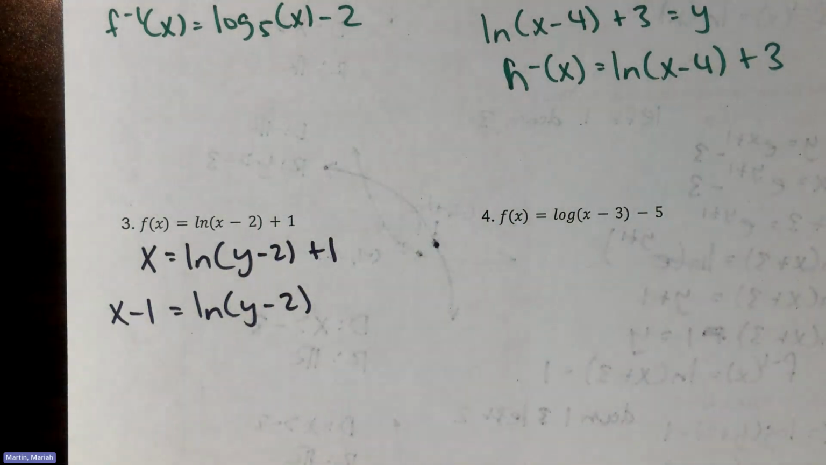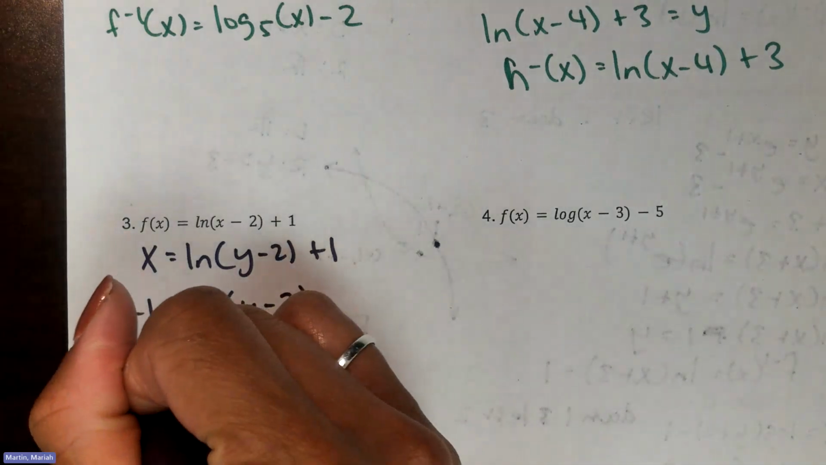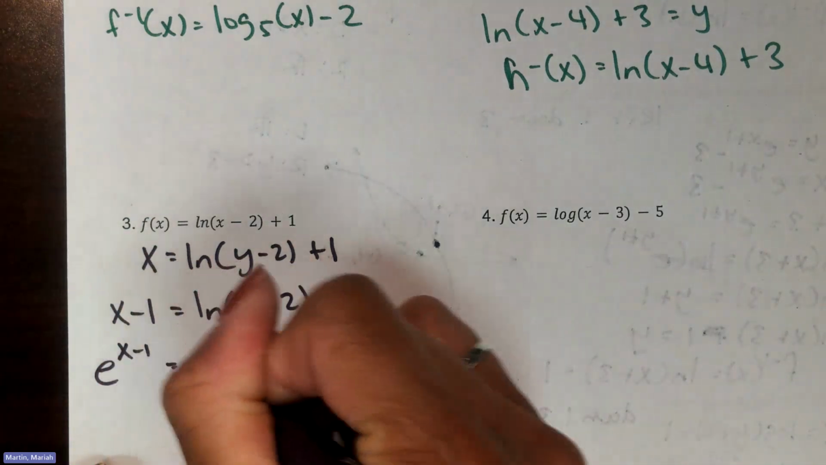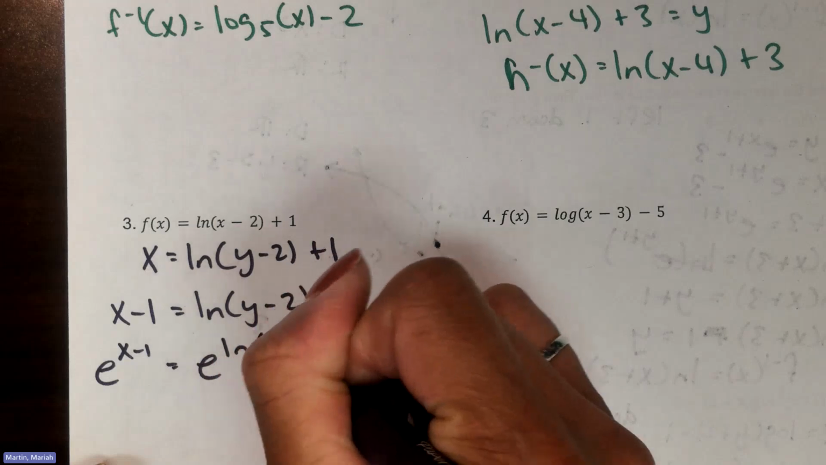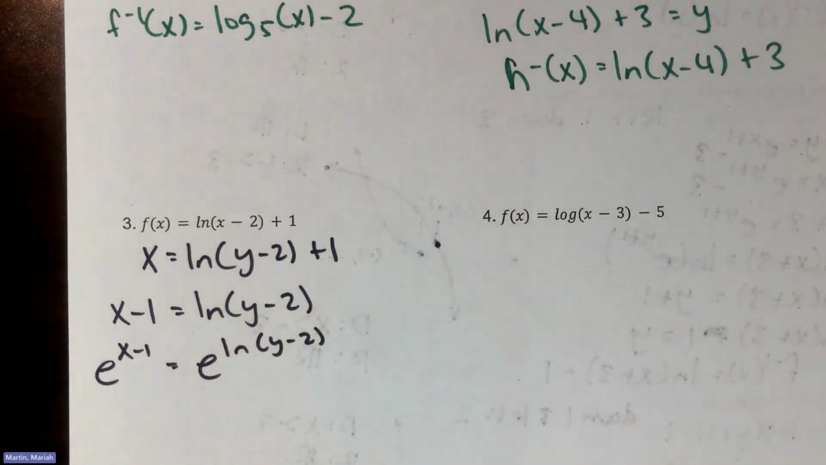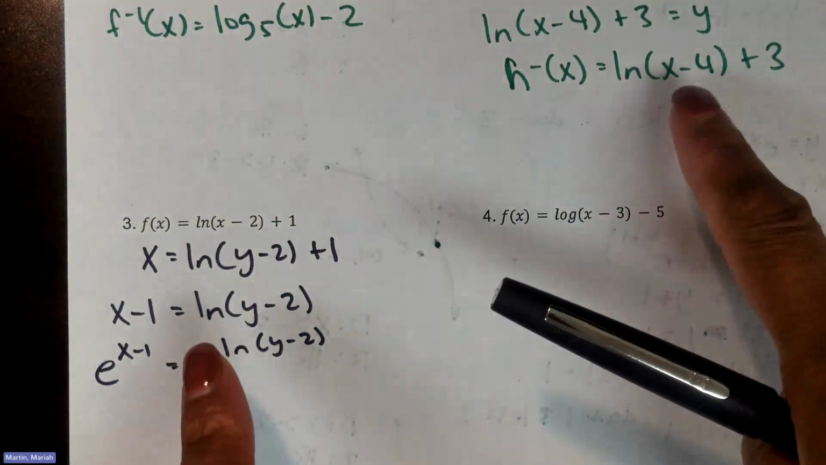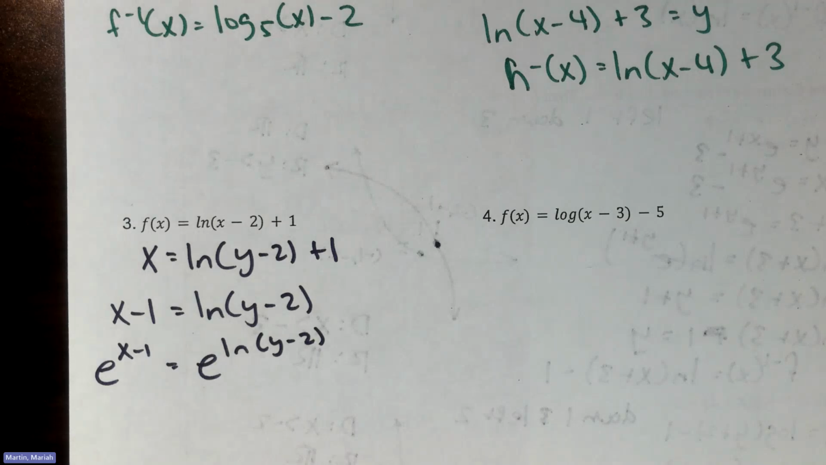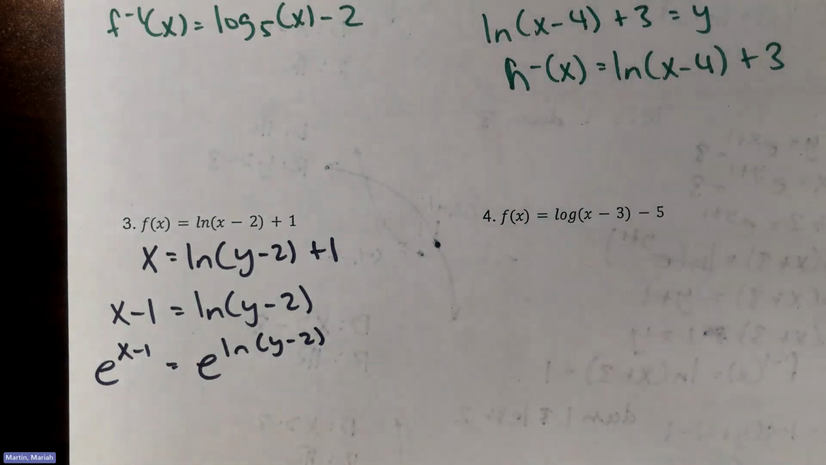Now remember, we don't have e this time, but we're going to use e in order to cancel out the natural log, and we're going to exponentiate both sides. So e to the x minus 1 equals e to the ln of y minus 2. These are inverses of each other, so you either take the natural log when given e, or you exponentiate when given natural log.